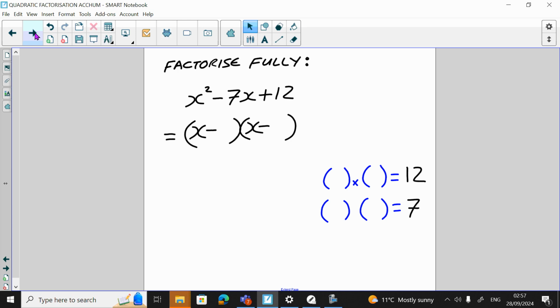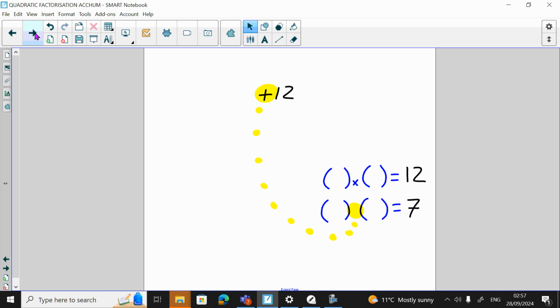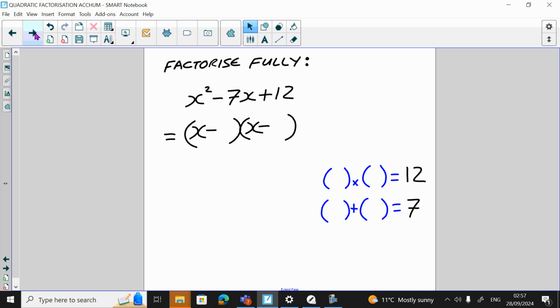So the multiplication term is always in relation to the end number. Well, it doesn't always have to be the end, but it's a constant term. The number of the letters or variables is 12. But the bottom one here, we need two numbers that either add or subtract to give you 7. Yet again, that also depends on the end term. That's telling us we need to add two numbers. Here we go. So what are your two numbers?